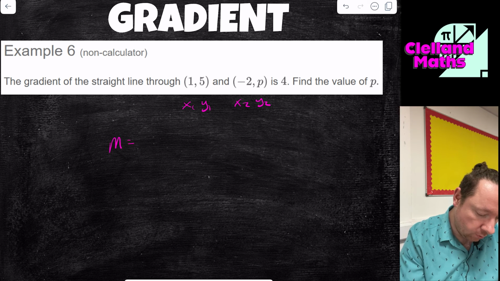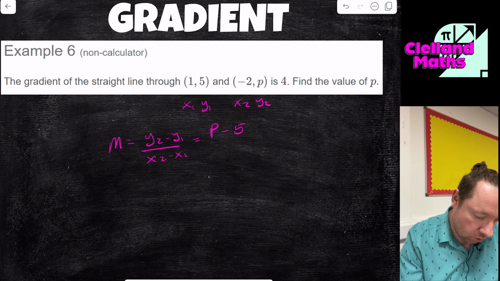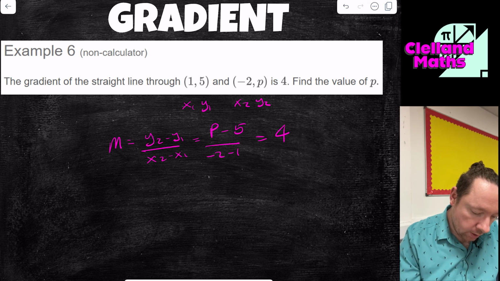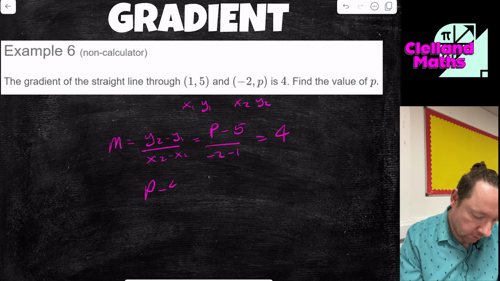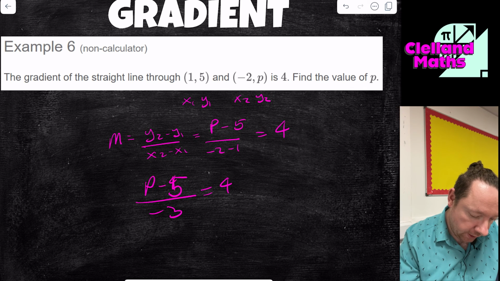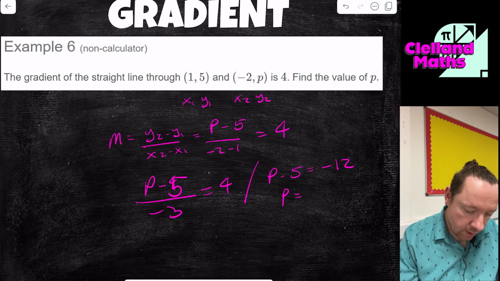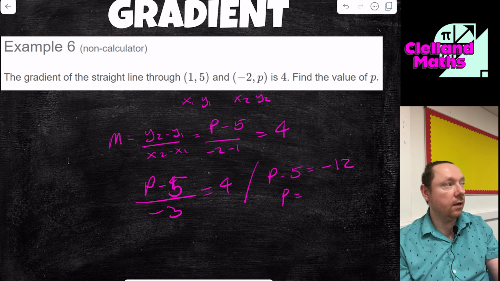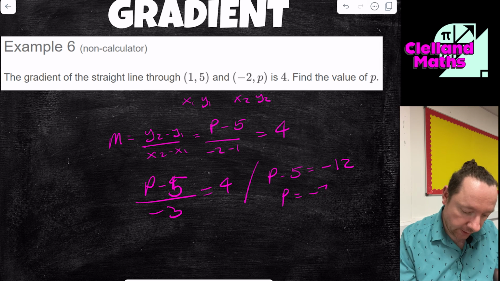So m equals y2 minus y1 over x2 minus x1. That's p minus 5 on the top, minus 2 minus 1 on the bottom, and that equals 4. So that gives me p minus 5 over minus 3 equals 4. So times both sides by minus 3. That gives me p minus 5 is minus 12. Add in 5. Minus 12 add 5 is minus 7. So p is minus 7.